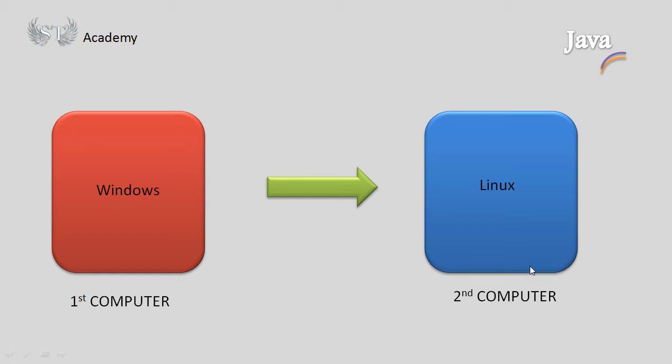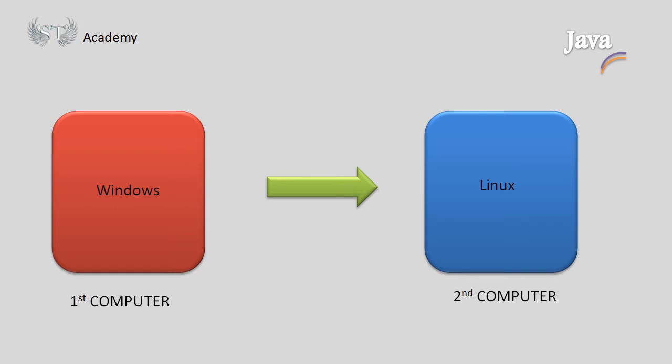Now suppose I create an application on the first computer in Java. I develop the application in the Java language on this first computer, which has the Windows operating system, and I take the same software or application to the second computer, which has the Linux operating system. It's going to execute. That's why Java is known as a platform independent language.